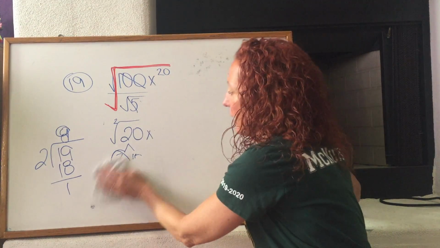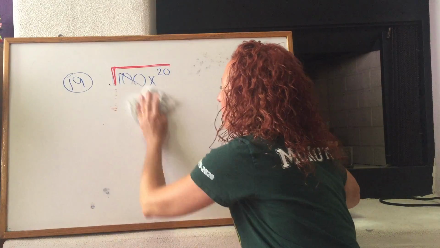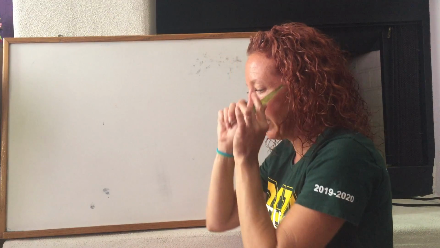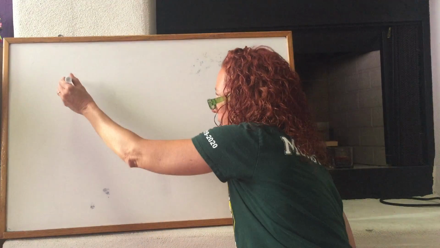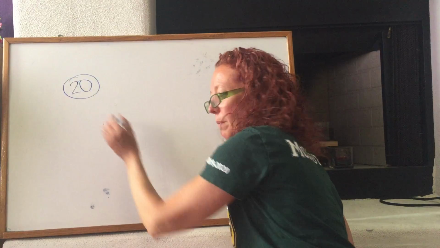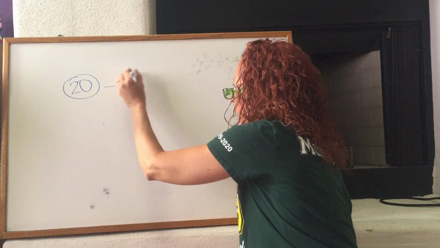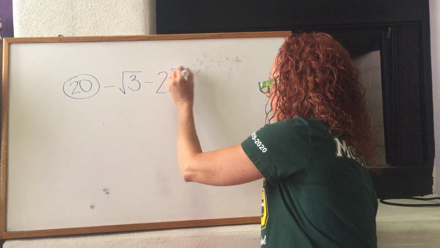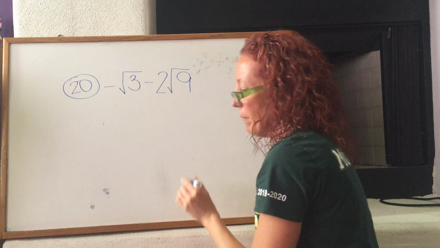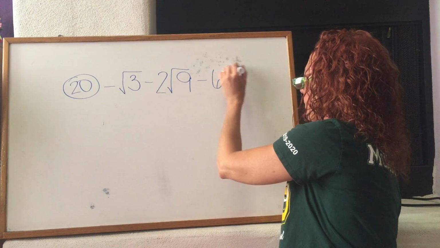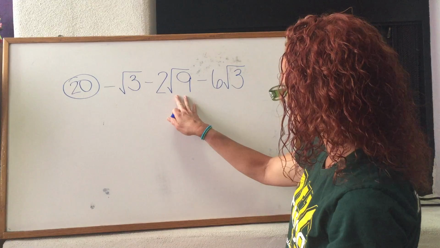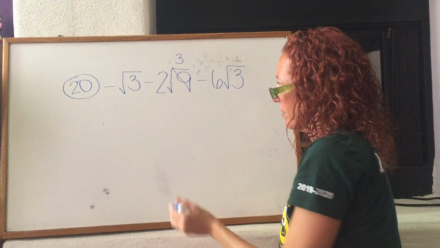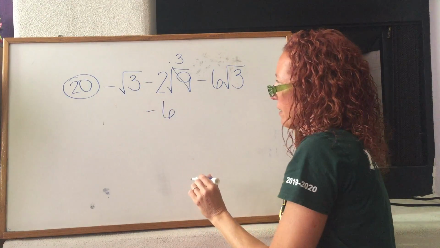20 is adding and subtracting with radicals. I think we're now into 10.5. So negative radical 3, I think it's add and subtract, minus 2 radical 9, yep. Minus 6 radical 3. All right, so the square root of 9 is 3. 2 times 3 is 6. So that's going to give me a negative 6 there.